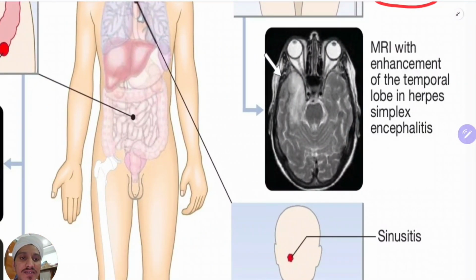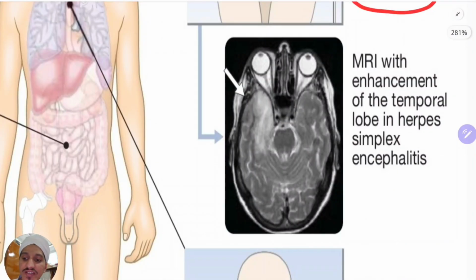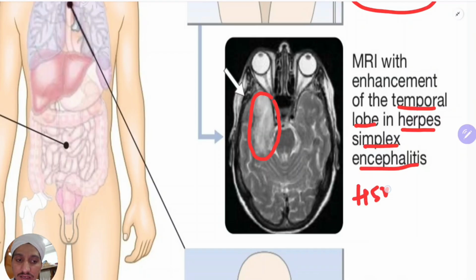Here one example is given about encephalitis, which is a very common thing which you see in patients, fever with CNS features. If you do MRI with enhancement, here you can see the involvement of the temporal lobe, increased whitishness you can see. Why did it happen? Because of herpes simplex encephalitis. And remember, the most common cause of encephalitis is viral, that is herpes simplex encephalitis. The next common cause is Japanese encephalitis virus. So you have asked about the head and neck symptoms.